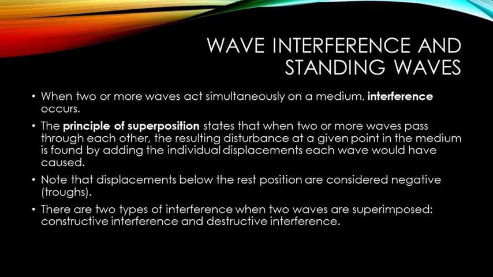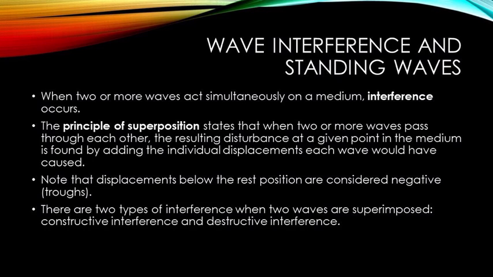When two or more waves act simultaneously on a medium, interference occurs. The principle of superposition states that when two or more waves pass through each other, the resulting disturbance at a point in the medium is found by adding the individual displacements that each wave would have caused. Note that displacements below the rest position, so in the troughs, are considered negative.